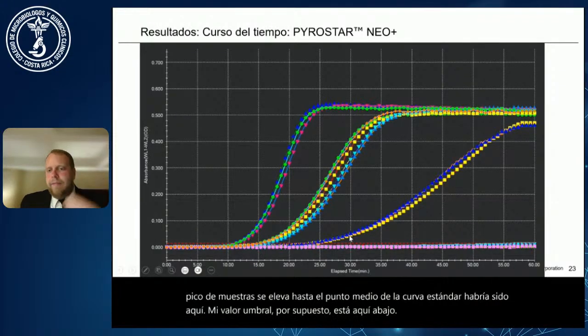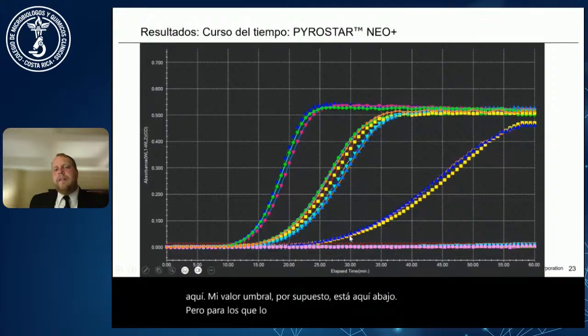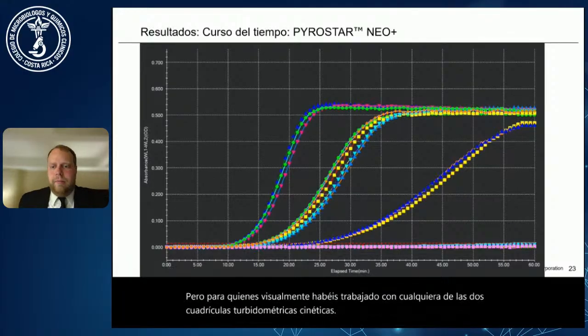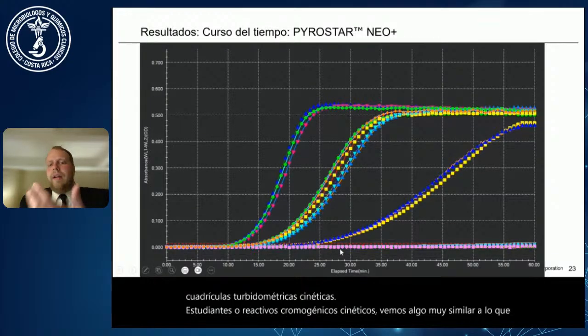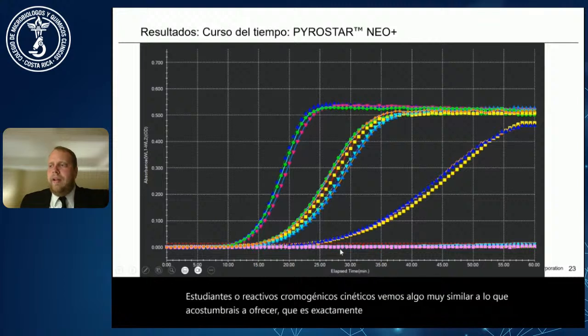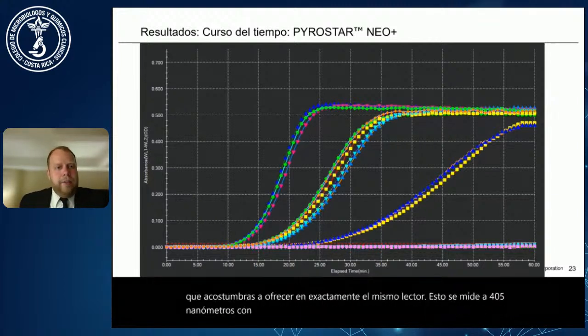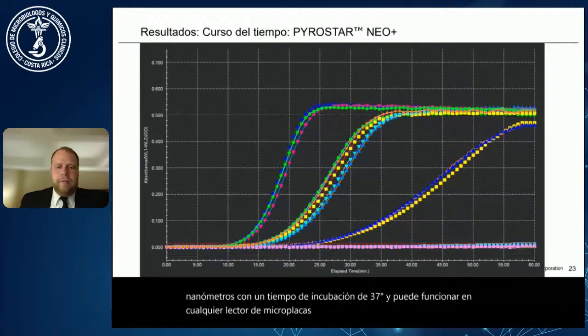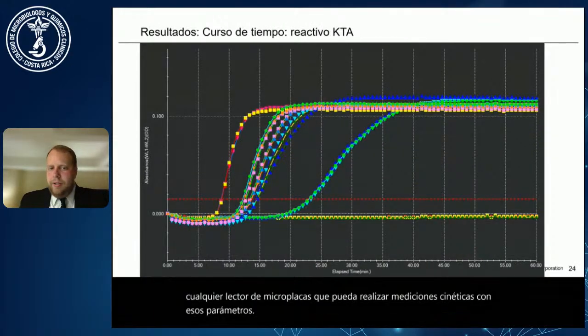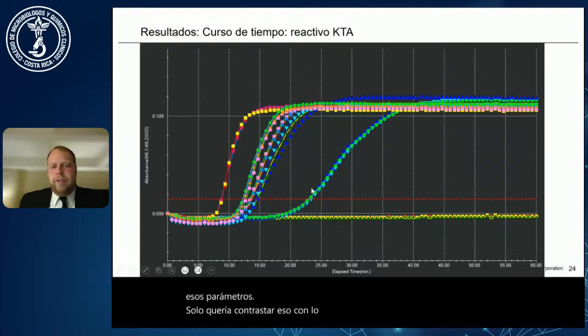But for those of you that visually have worked with either kinetic turbidimetric reagents or kinetic chromogenic reagents, we see something very similar to what you're used to for that on exactly the same reader. This is measured at 405 nanometers with a 37-degree incubation time, and it can be run on any microplate reader that can perform kinetic measurements with those parameters. I just wanted to contrast that with what a typical kinetic turbidimetric assay would look like.